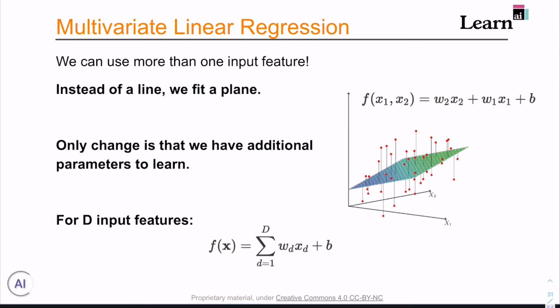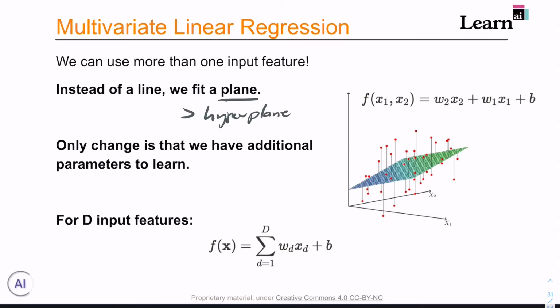So multivariate linear regression, we can use more than one input feature. So instead of a line, we're fitting a plane, right? If we're using two input features, it is a plane. If we're using more than two, they're hyperplanes. That's what they're called. So they're just in 4 dimensions.